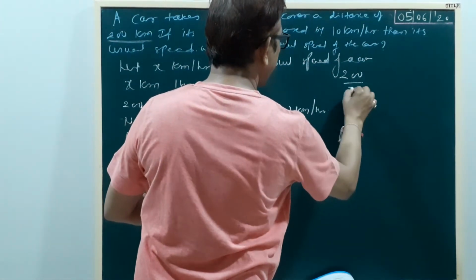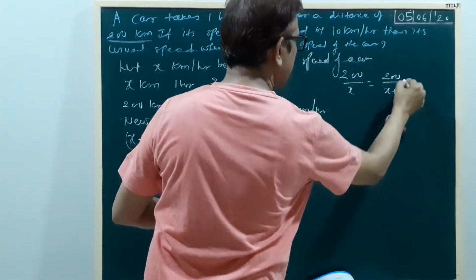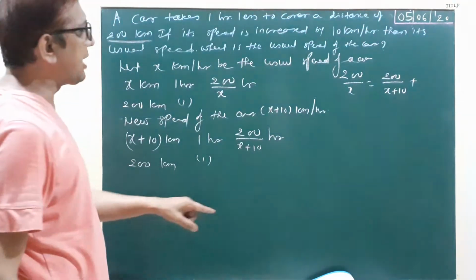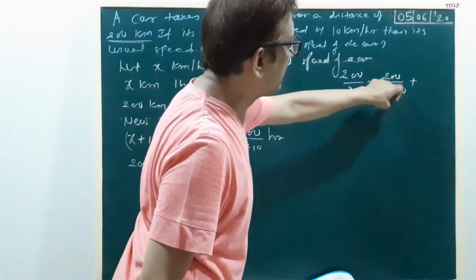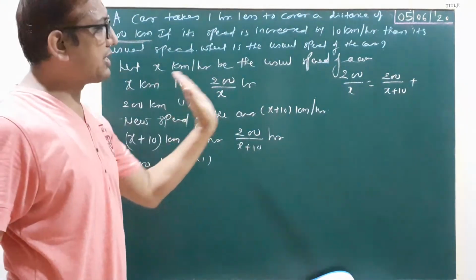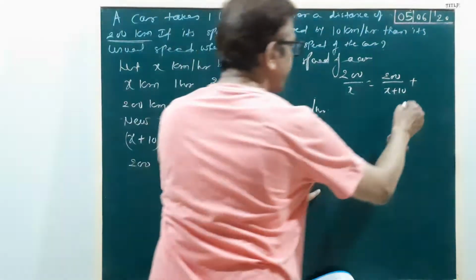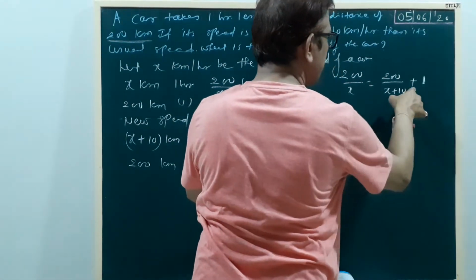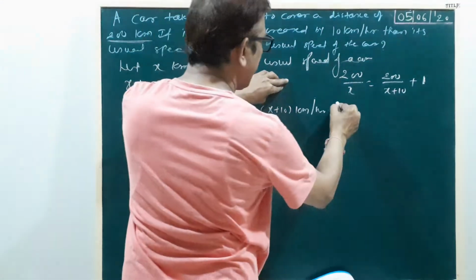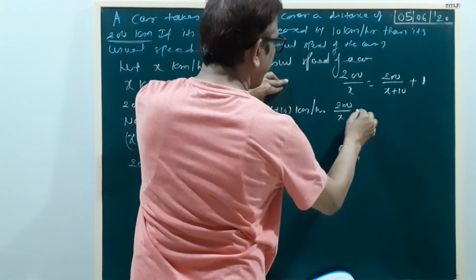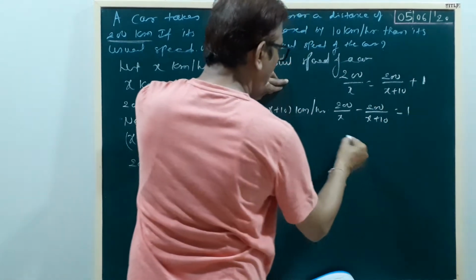Every time the same method. 200 upon x plus 10, so here a minus sign, and here the timing difference. The unit on the LHS is hour, here also hour, and here also hour. Right? Units are always the same in any one equation. 1 hour, so we write here 1. Otherwise you can subtract here. Clear? Now continue with the same method: 200 upon x minus 200 upon x plus 10 equal to 1.